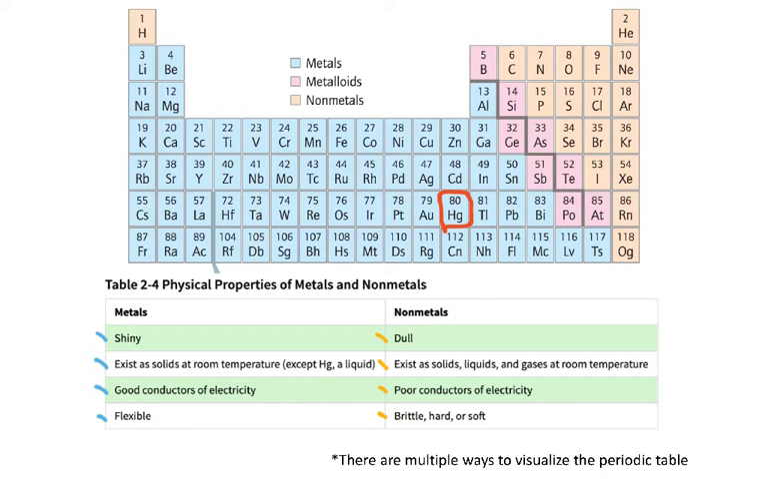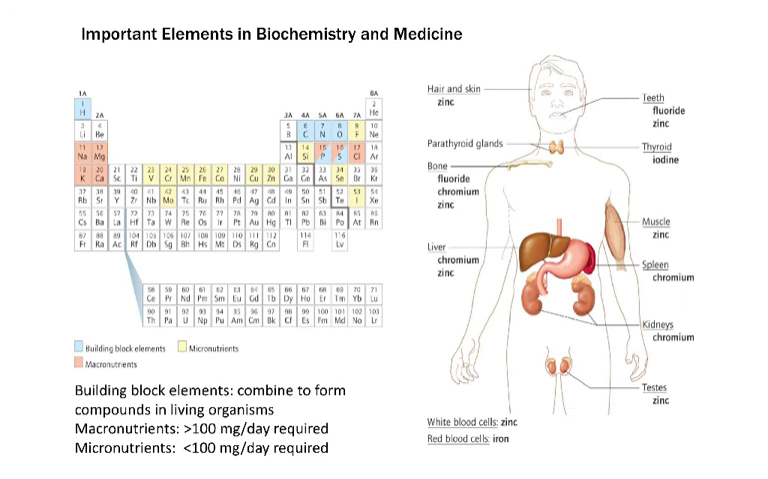And notice the gray kind of stair step down the middle. On either side of it, it's not exactly perfect, but mostly through the middle on either side are the metalloids, right? And so they have properties somewhere in between the metals and the nonmetals. All right, this is really a short section. This is going to be a short lecture.